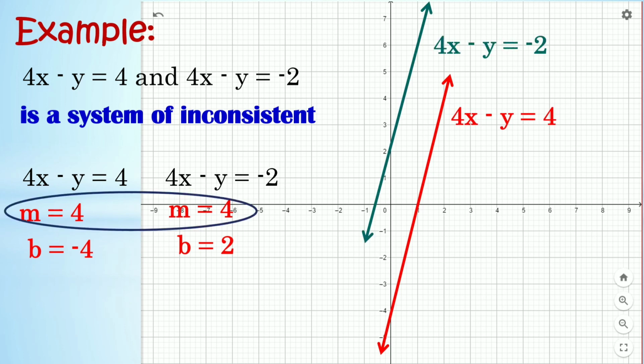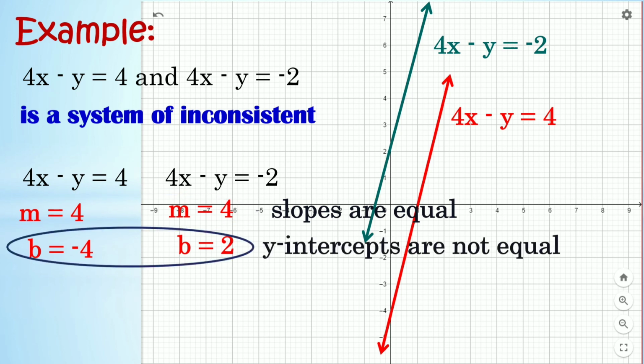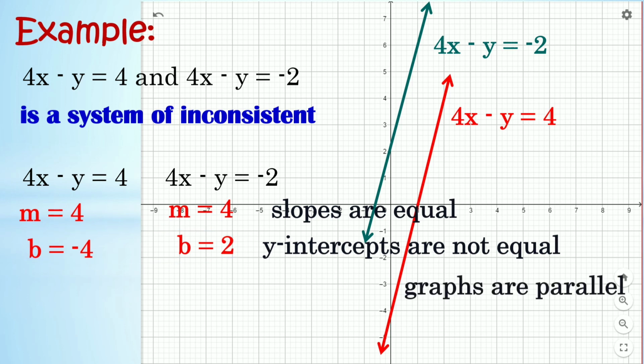So, napapansin nyo, ang slopes nila ay equal. Pero ang kanilang y-intercept ay hindi equal. At ang kanilang graph ay parallel. So, pagka may na-encounter kayong ganitong situation na kung saan ang slopes ay equal at ang y-intercept ay hindi equal at may graph na parallel, yan po ay system of inconsistent. So, yun po yung tatlong klase or tatlong uri ng system of linear equations in two variables. So, dapat alam niyo yan para hindi kayo mahirapan.